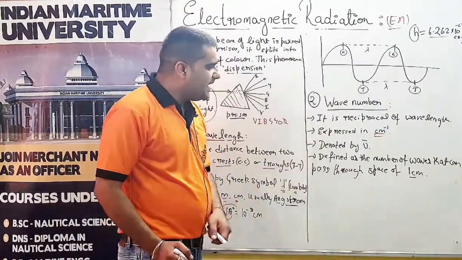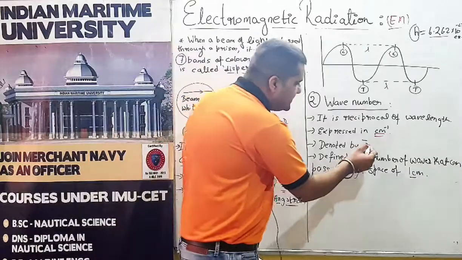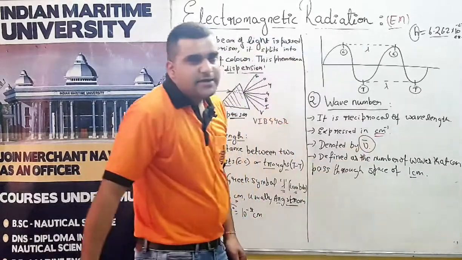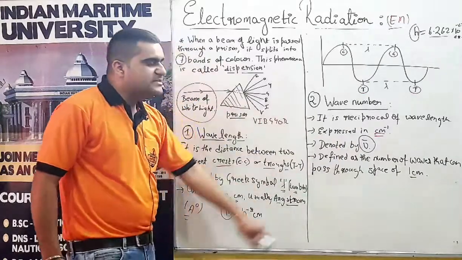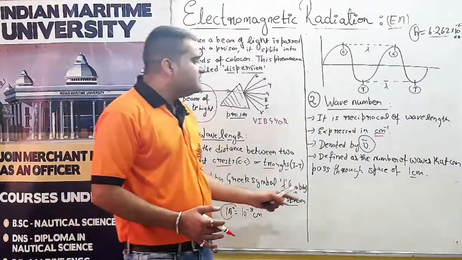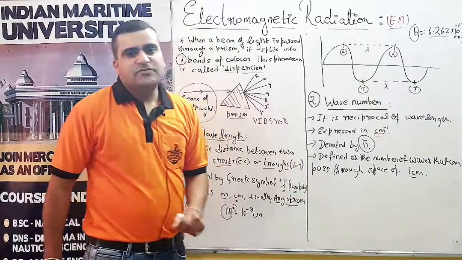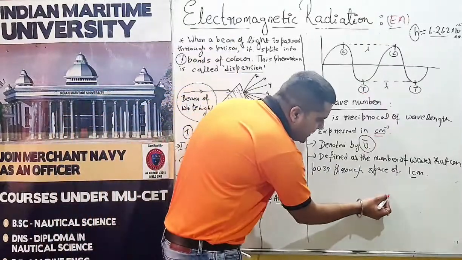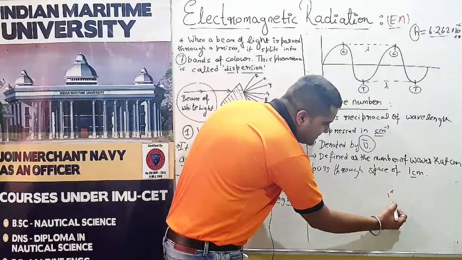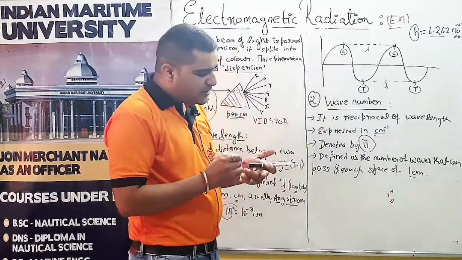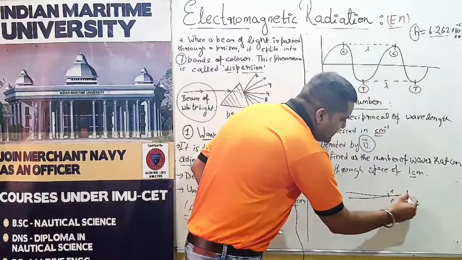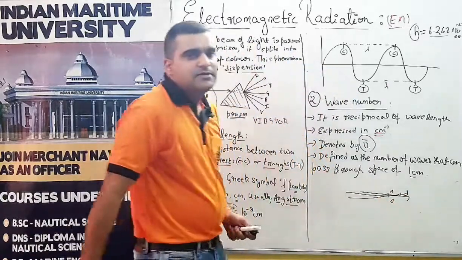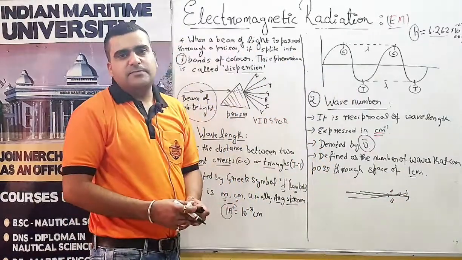Next, it is represented or denoted by mu bar. Mu bar से इसको denote करते हैं. The symbol of mu bar is this. Now it is defined as the number of waves that can pass through a space of 1 centimeter. For example, ये एक 1 centimeter की space है point A से point B तक. I am talking about the total number of waves that can pass through this space of 1 centimeter. That will be called the wave number.